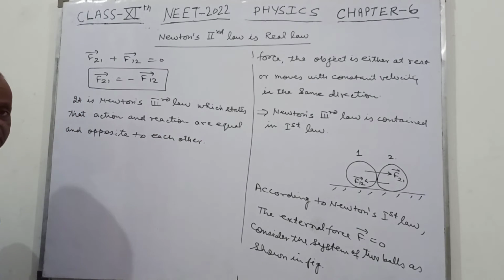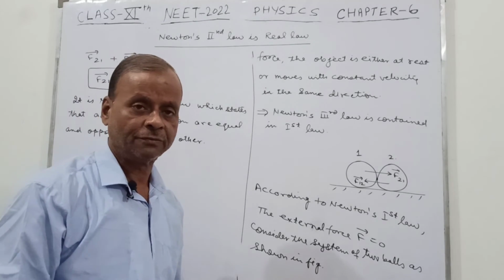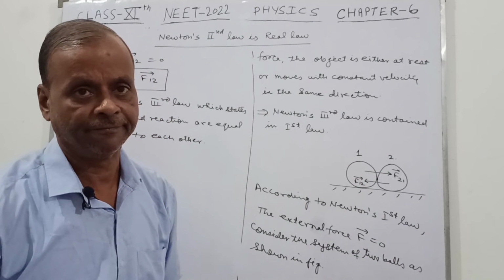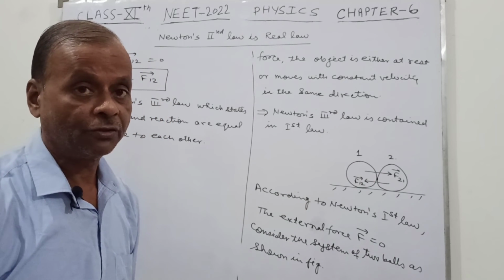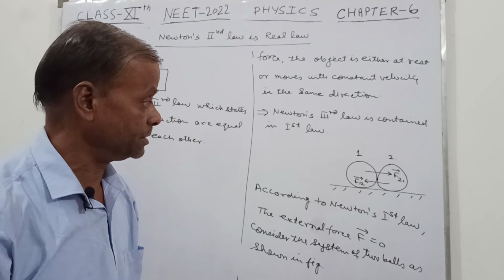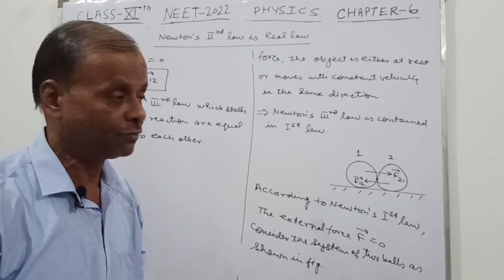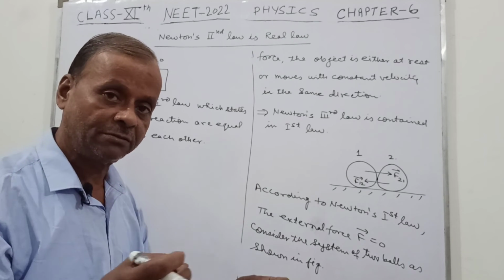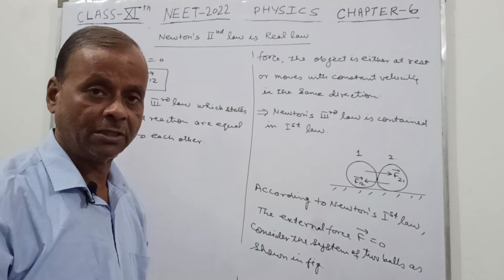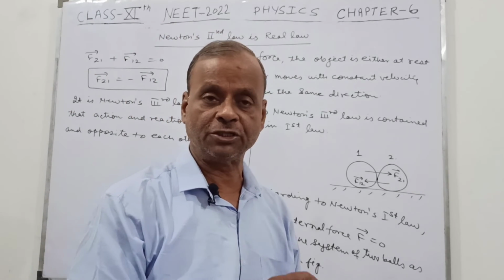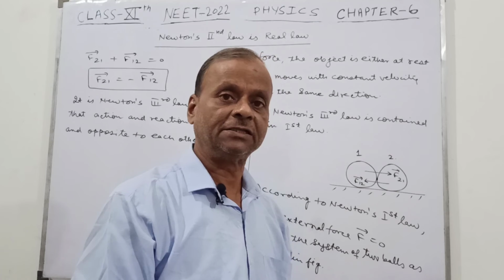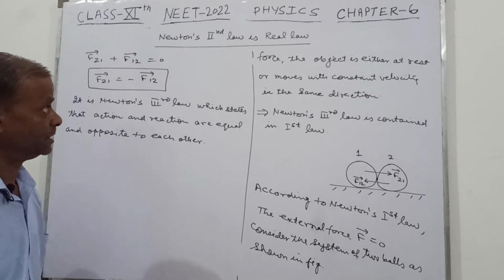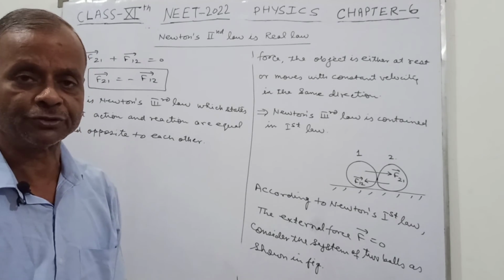And you see that they are on different bodies. The action takes place on the second body and the reaction takes place on the first body. Both bodies are in contact, and since the net force on the system is 0, there is no force from the outside. It means they have mutual interaction. The force due to one body is equal to the force due to the other body, and they are equal and opposite. This is Newton's third law of motion.